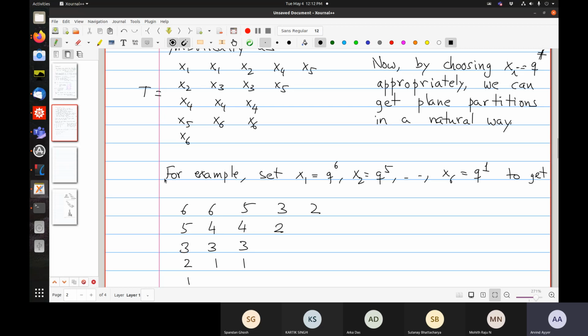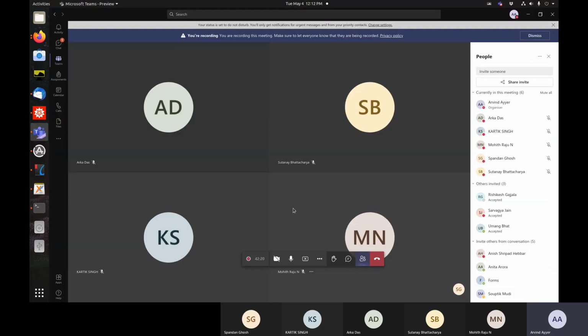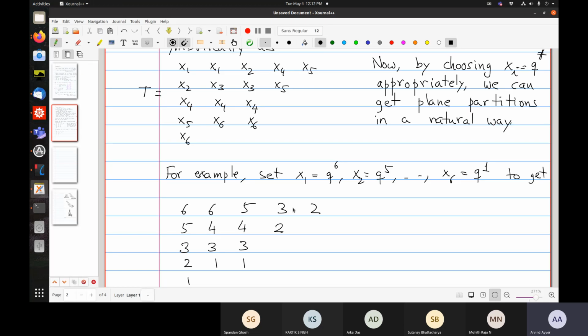So choosing variables in this way, I can convert a semi-standard tableau which had these increasing conditions to a plane partition which has decreasing conditions. But I claim that this correspondence as of now is not bijective. Can you see why? Can someone answer that? Why is this not valid?